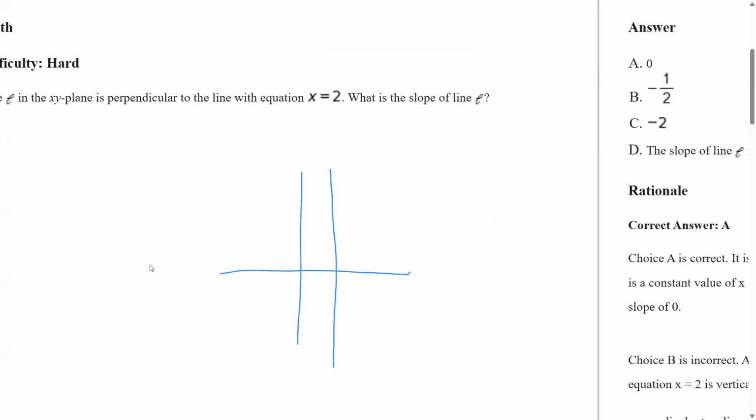Okay, so line L will be perpendicular to line x equals a constant. It will be like this. Perpendicular means there is an intersection between them. Okay, so this is a perpendicular. This is perpendicular.